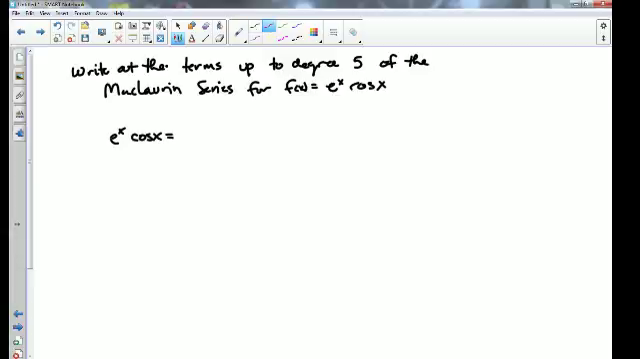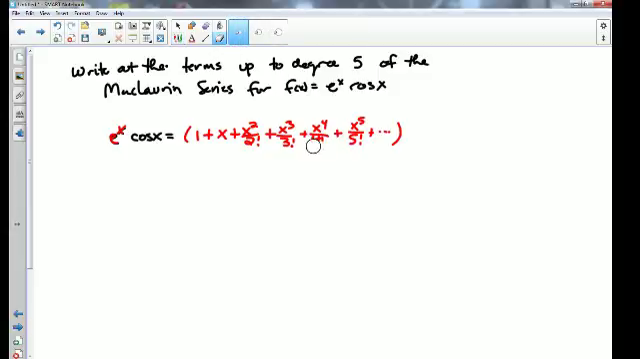Let's do this one. What's the series for e to the x? Okay, notice it says degree 5, right? So I'm going to go to degree 5. Just thinking ahead. Okay, that's e to the x, right? Again, correct me if I'm wrong.